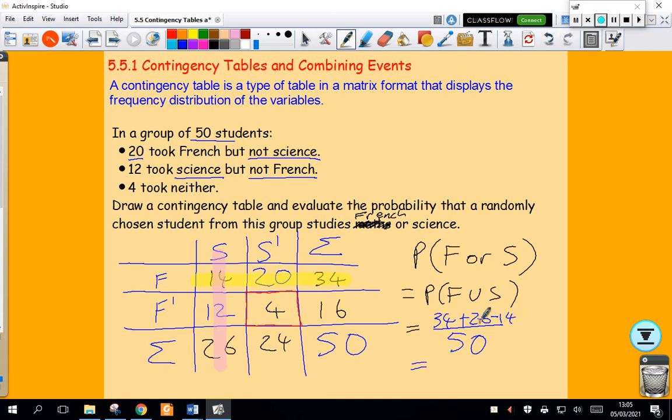So 34 plus 26, that's 60. Subtract 14, that's 46. So 46 out of 50, that will reduce to 23 out of 25. So if I choose a student at random from this group of 50 students, it's a 23 in 25 chance that that student studies French or science. Okay? So a 92% chance.